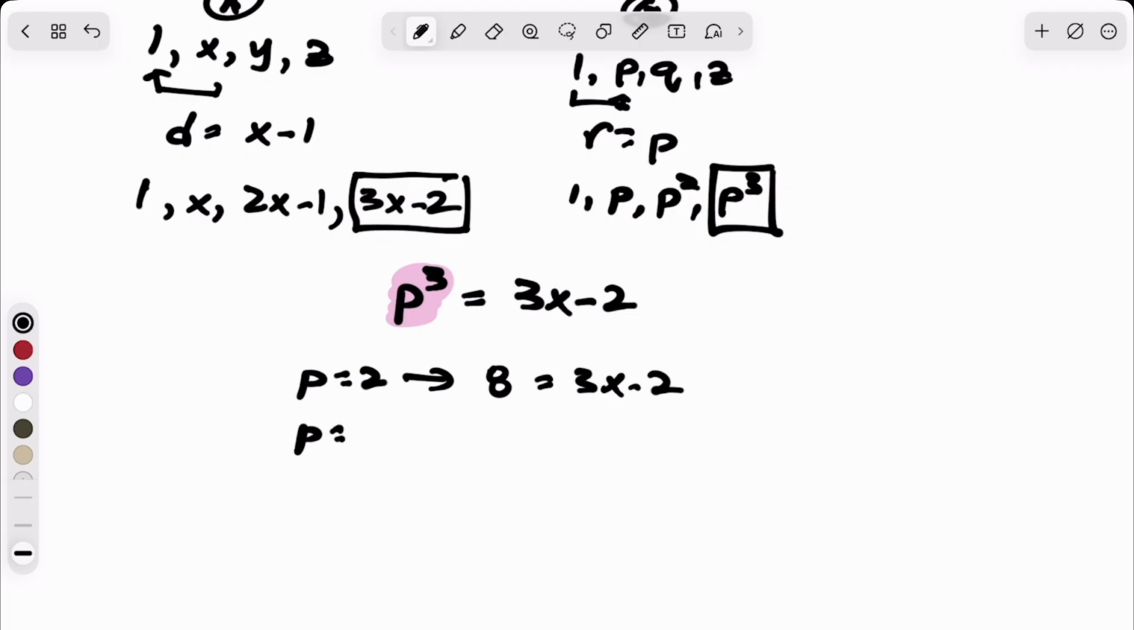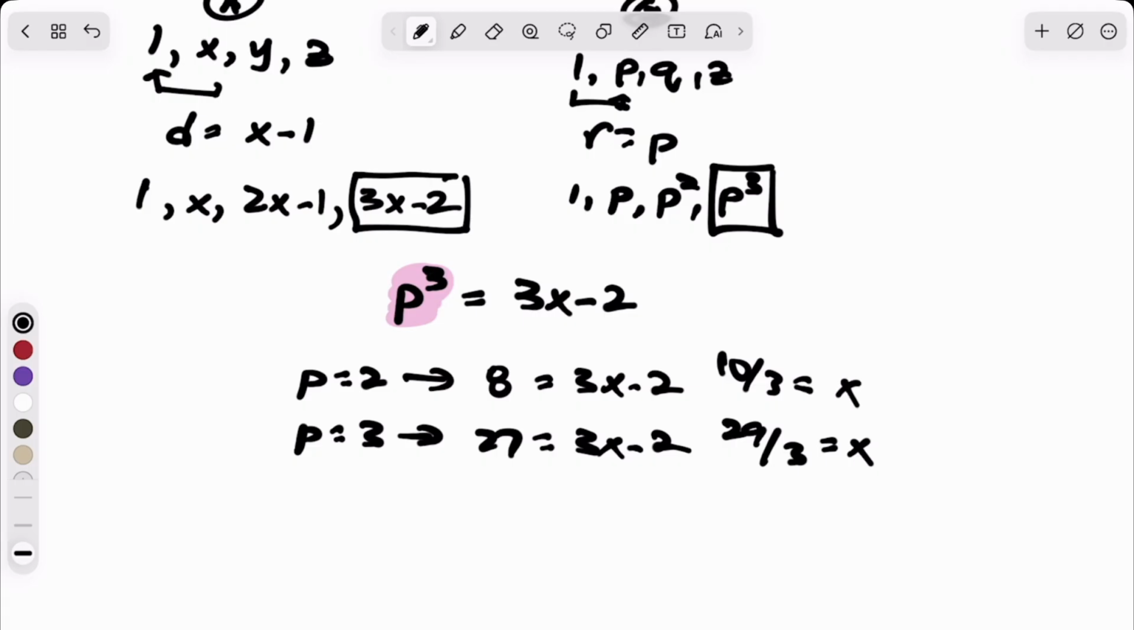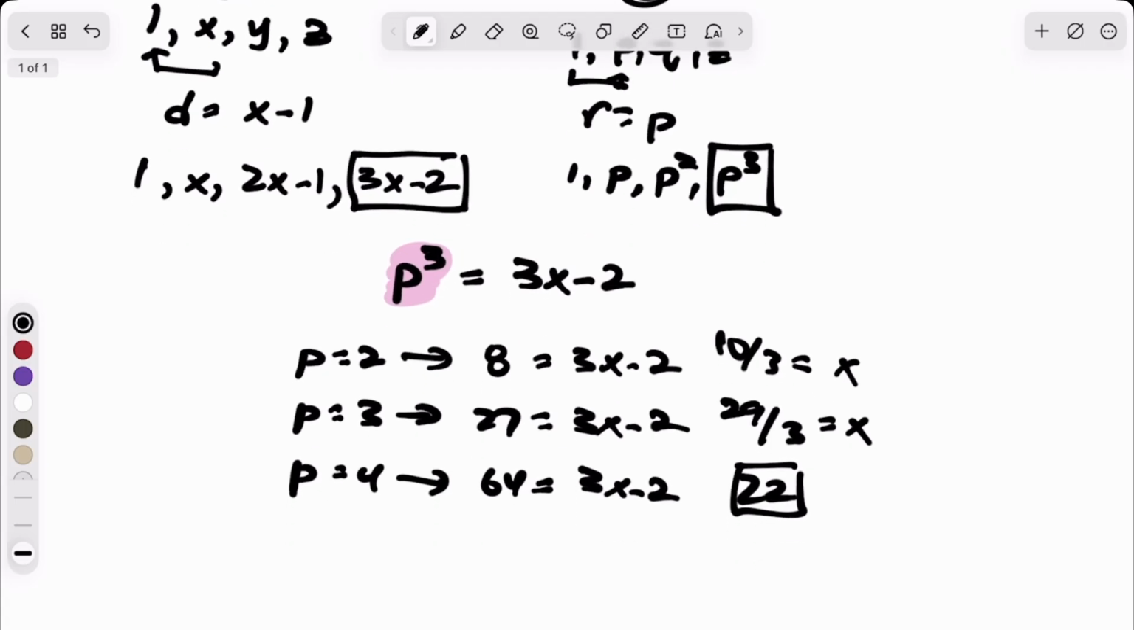So let's try p equals 3. 3 to the third is 27 equals 3x minus 2. That's going to give us 29/3 as a value for x. That's not an integer. I'll just put this up here, 10/3 equals x. And when p equals 4, I get 64 equals 3x minus 2. Oh, well, look at that. 66 equals 3x, and now x equals 22. All right, I've established the value for x that makes things work, and for p, actually.